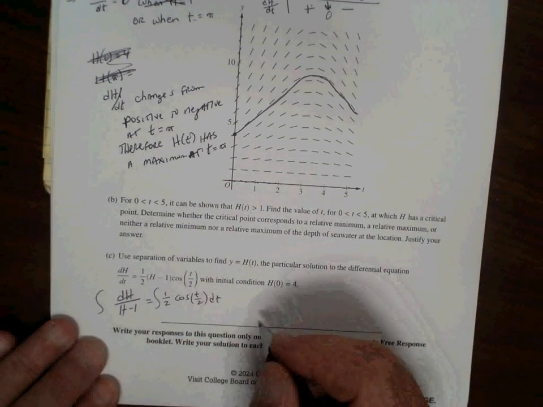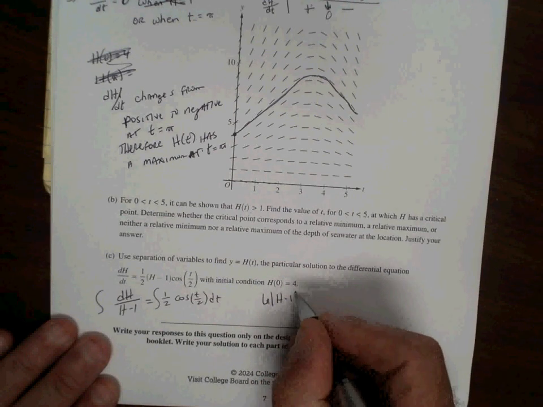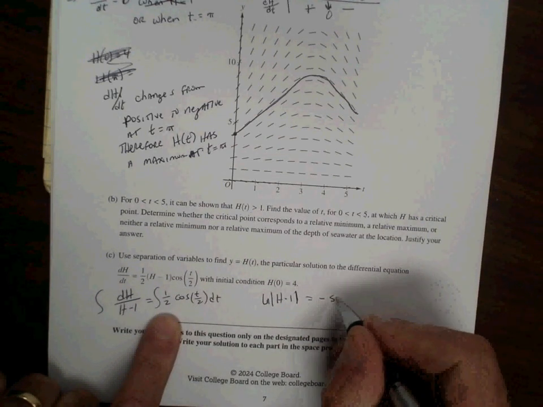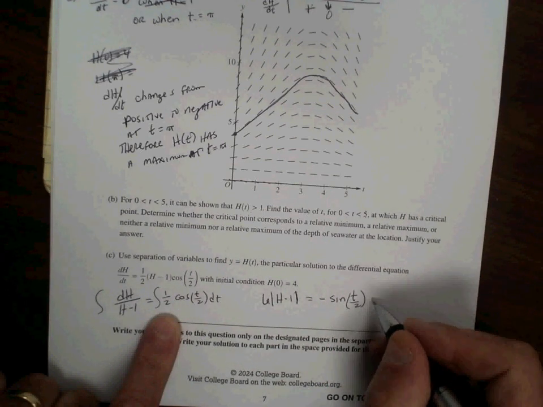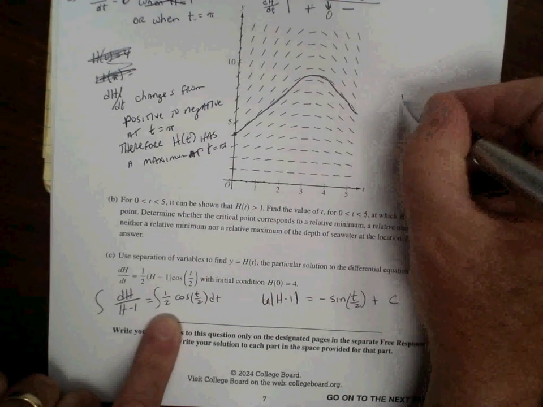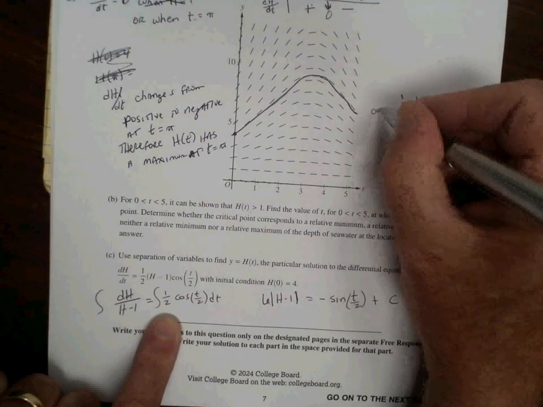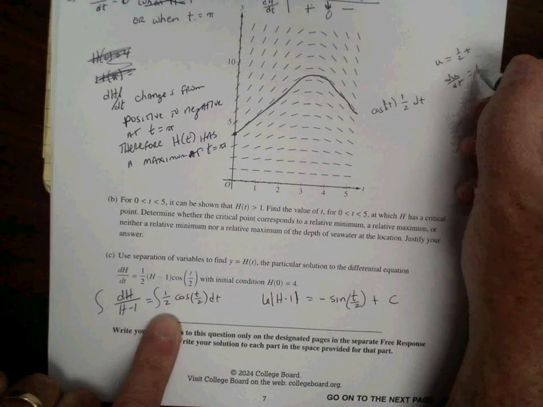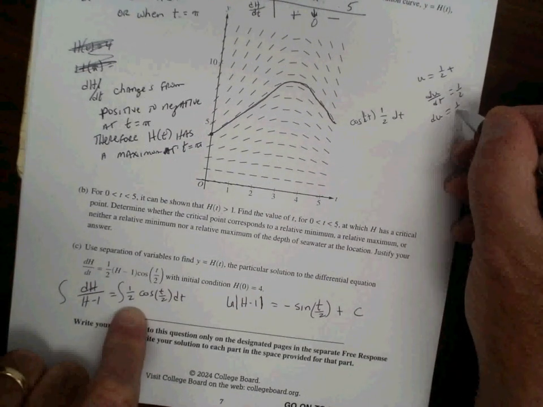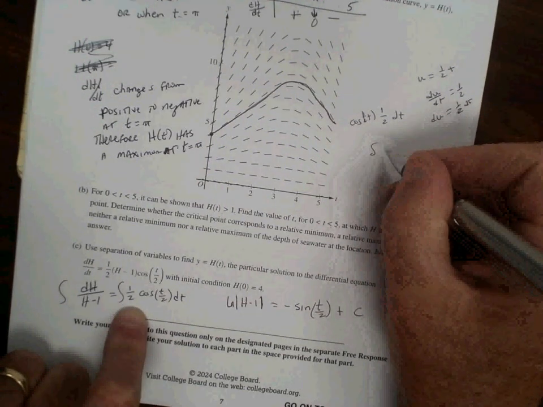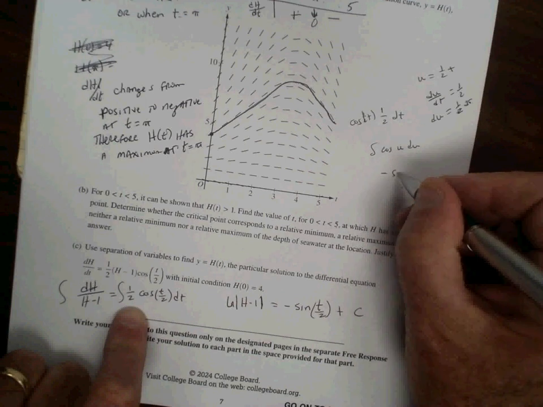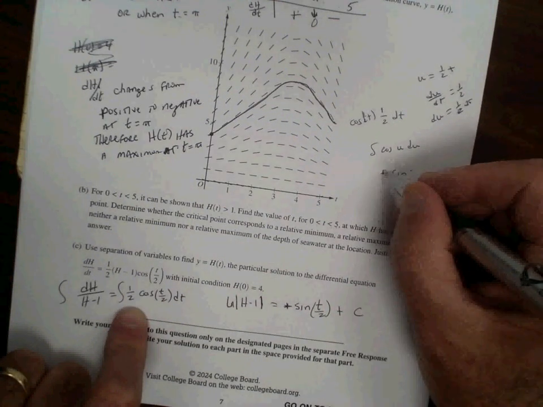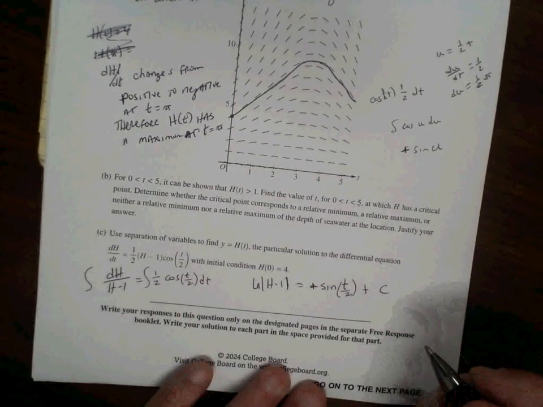And now I'm going to take the antiderivative of both sides, and this is going to give me the ln of the absolute value of h minus 1 equals, and this is going to be negative sine(t/2) plus some constant c. Let me double check that and make sure. I've got 1/2 dt, it's cosine(1/2 t), and if I let u equal 1/2 t, du/dt equals 1/2, so du equals 1/2 dt. So that makes this the integral of cosine u du, which is negative sine u. Sorry, positive sine u. So sine(t/2) plus c.